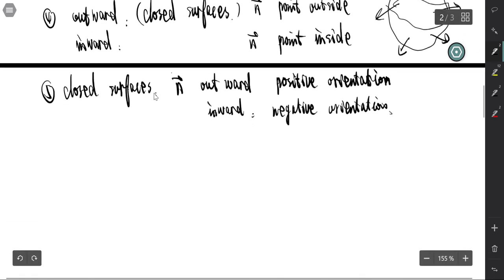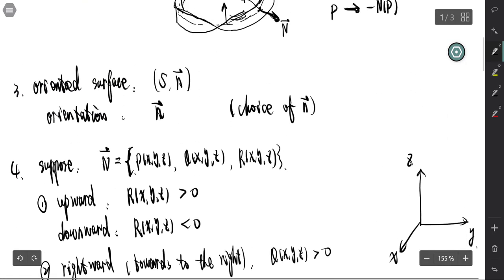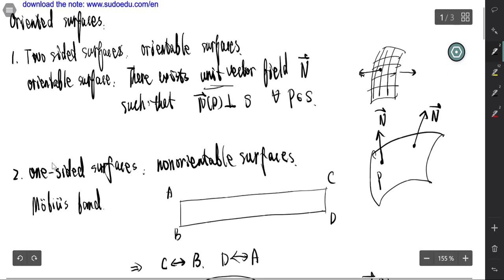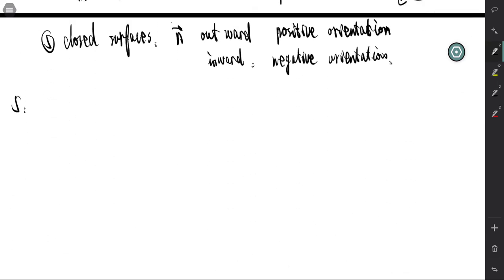And in practice, if we have the expression for S, then we know what the unit normal vector N is. The N should be chosen as a unit normal vector field. So if we have the expression for S, then we can figure out the unit normal vector field.